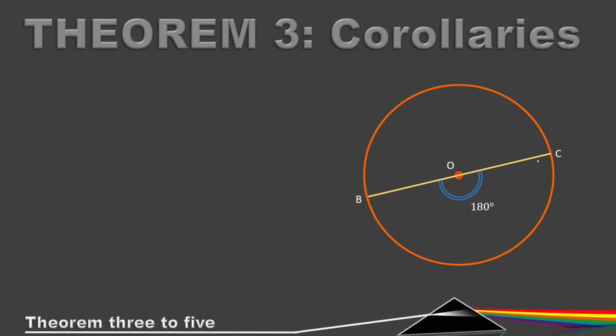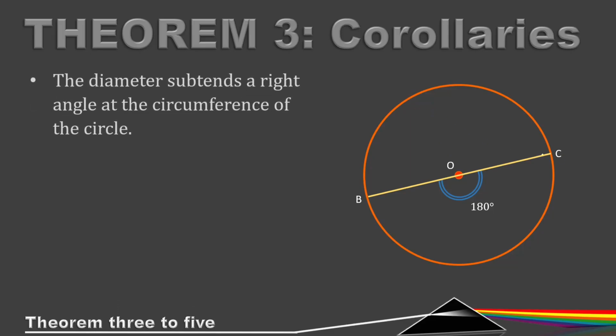That means that this is your diameter, which is 180. If the angle subtended to the center is always half when it's subtended to the circumference of the circle, that would automatically make a 90-degree angle whenever you subtend an angle from the diameter of a circle. So that is basically what this says. The diameter subtends a right angle at the circumference of the circle, meaning it looks like that.